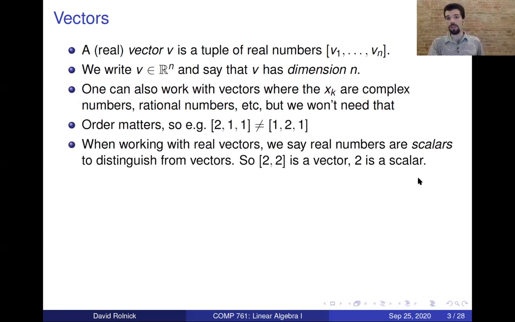When working with real vectors, we would say that real numbers are scalars to distinguish them from vectors. So for example, (2, 2) would be a vector and just 2 would be a scalar. Sometimes there's a distinction between [2] in brackets, meaning that it is a vector in R^1, versus the scalar, just 2, but I'm going to gloss over the distinction between that. And in some programming languages, you'll also run into that.